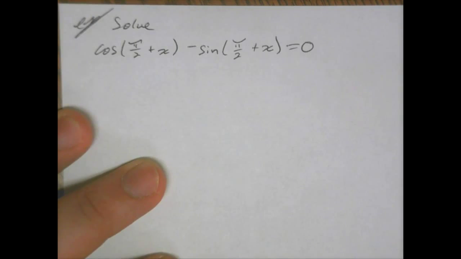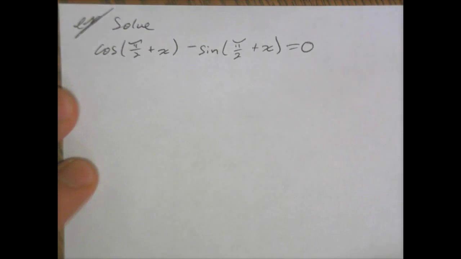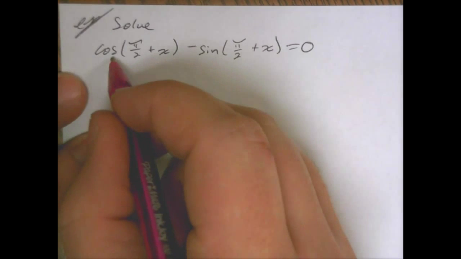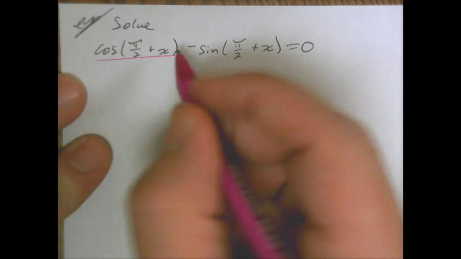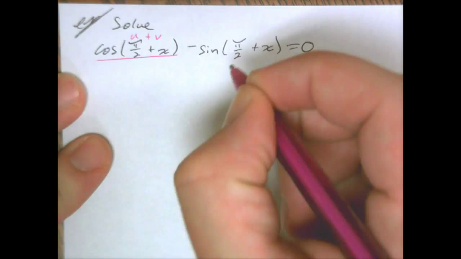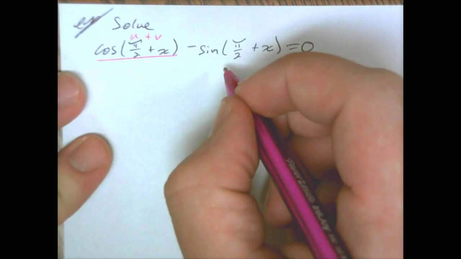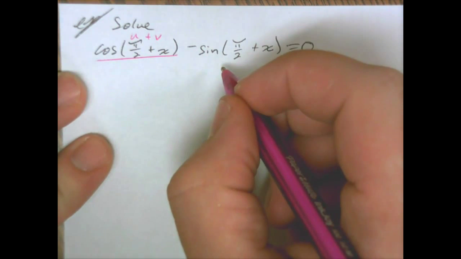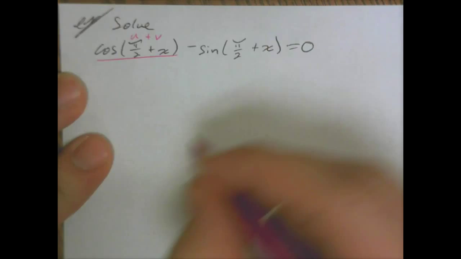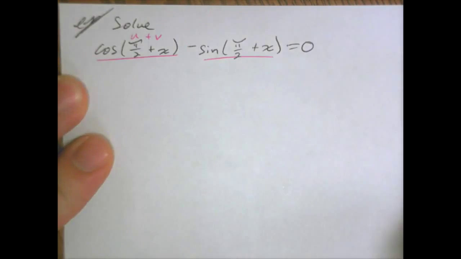Alright, this one's fun. I like this one. Oh no. So you have cosine of some angle plus some angle. So that's cosine of u plus v. And then, oh! I get to go home. Well, bye! Nah, just kidding. You know, I'm just kidding.